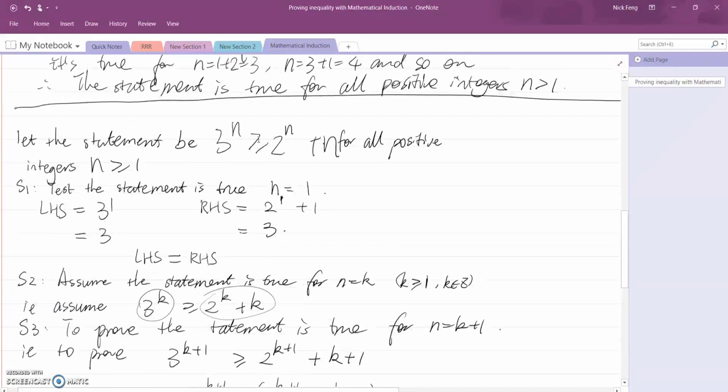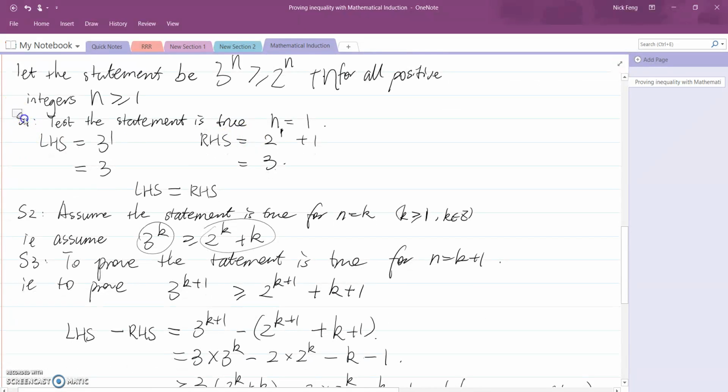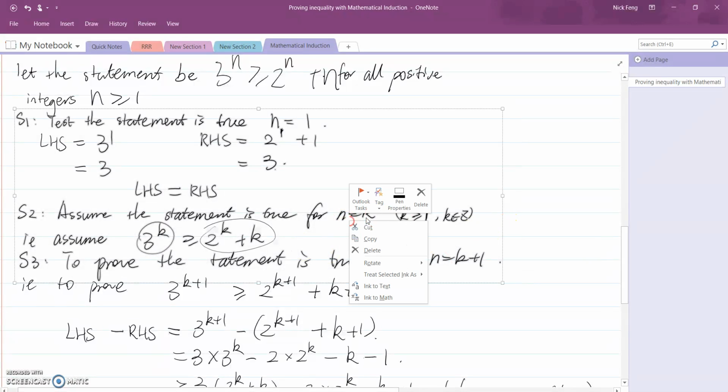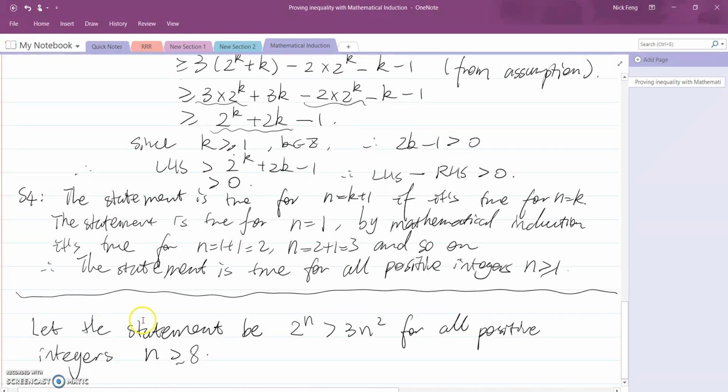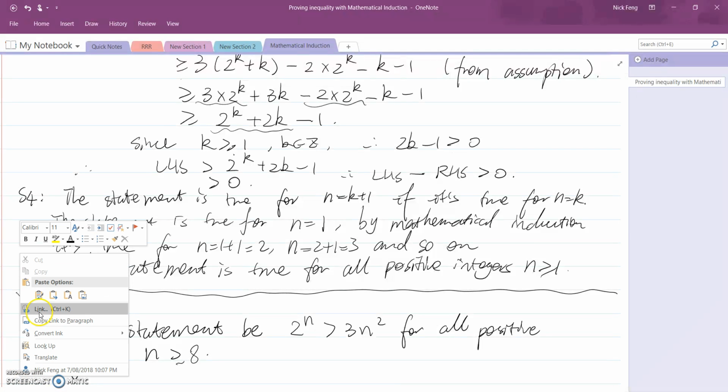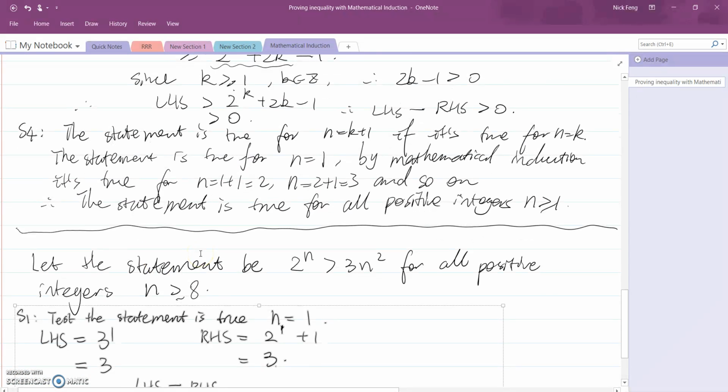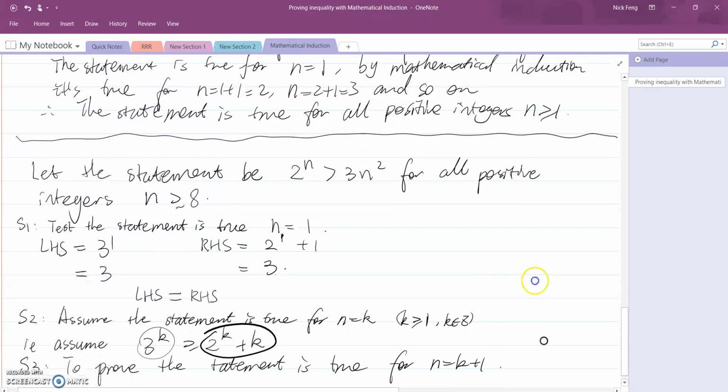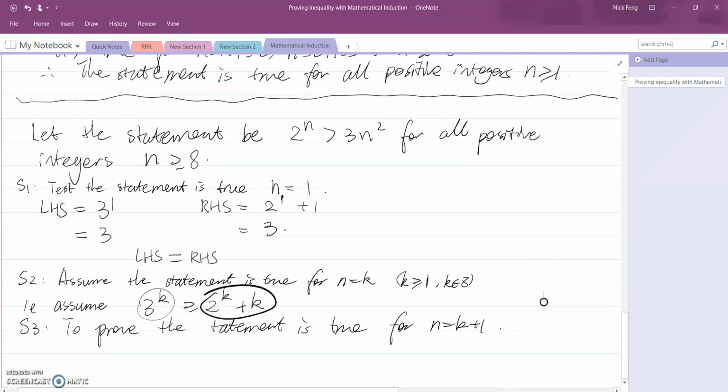Now, let me copy some of the stuff first, so then I don't need to write it again. There you go. Alright. Test the statement is true for n equals 8 in this case. It's not n equals 1, it should be n equals 8, because that's the starting point.